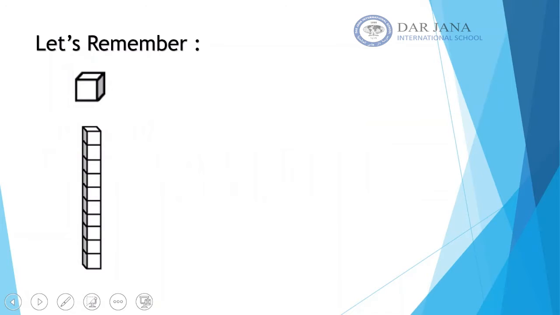I want you to remember, what do we call this? This is a ones unit. We used to use cubes to model the ones.